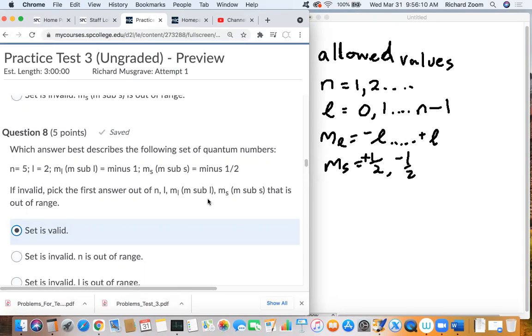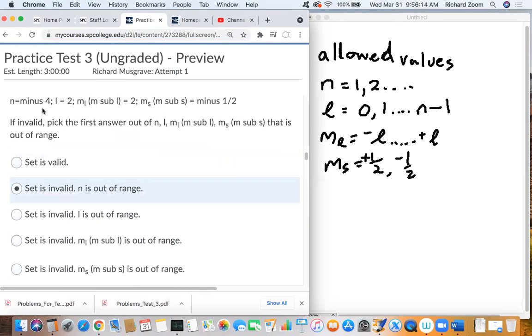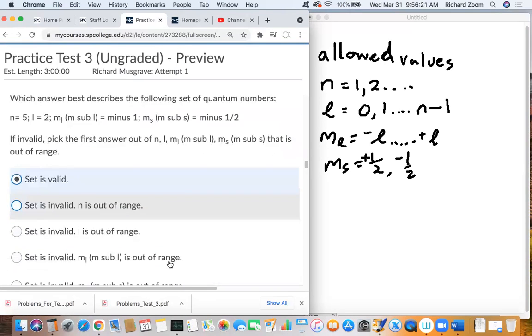I'm sorry, why was number 7 invalid? Because the N value was -4. It's -4. Yeah, see that? I didn't see the minus, thank you. Yeah, okay. No worries.